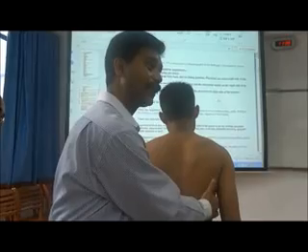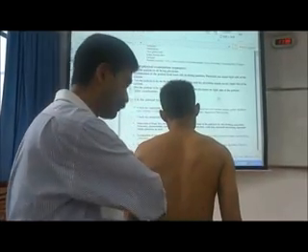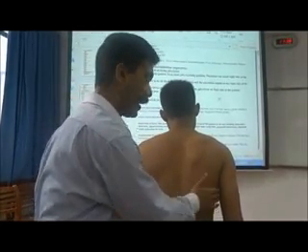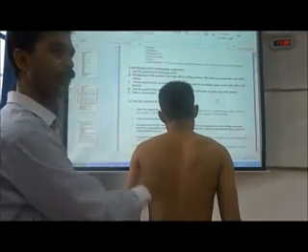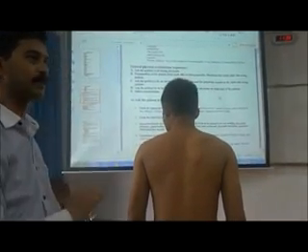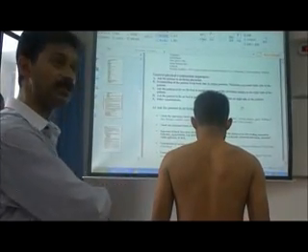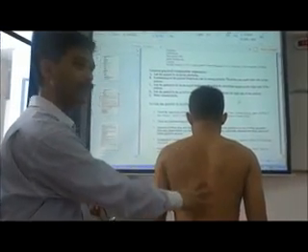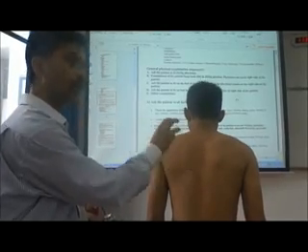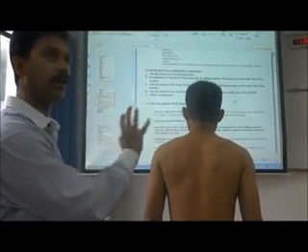Fine crepitations we can find on the basal side. And sometimes other crepitations are also found. You need to read the causes. What are the causes of crepitation? Fine crepitation causes, it is in the note, you can see. And then what are the causes of rhonchi? What are the causes of crepitation?